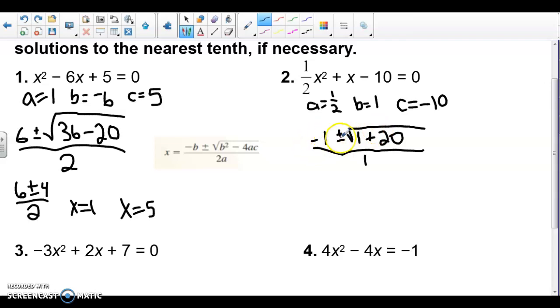Alright, so this will give us negative 1 plus or minus the square root of 21. The square root of 21, when I round to the 10th, is about 4.6. So I'll have negative 1 plus or minus 4.6 over 1, which we don't have to write that. So negative 1 plus 4.6 would be 3.6. And negative 1 minus 4.6 would be negative 5.6.